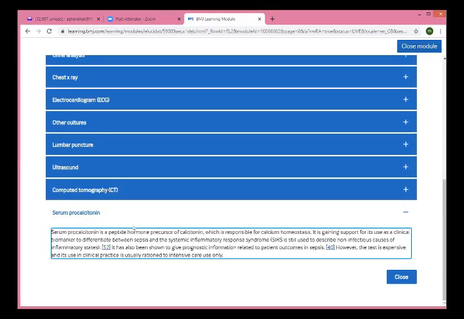It's a precursor of calcitonin, which is responsible for calcium homeostasis. It is gaining support for its clinical use as a biomarker to distinguish between sepsis and the inflammatory SIRS. SIRS is still used to describe non-infectious causes of inflammatory states.